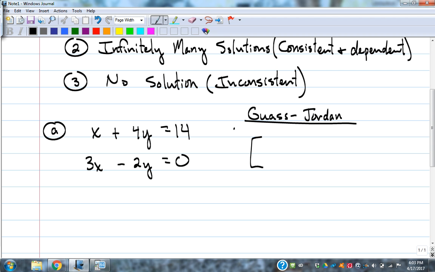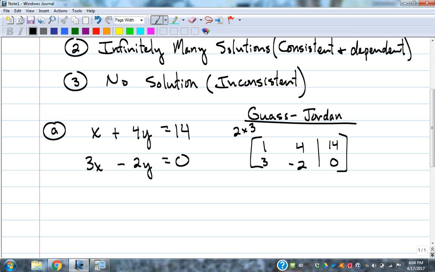And this would be a 2 by 3 matrix. You have the coefficient part of the matrix, which would be 1, 4, 3, -2. And then you have the augmented part of the matrix, which is what those equations are equal to. So 14 and 0. A lot of books will put a little vertical line here. That doesn't necessarily have to be there. It won't be there on our calculator. I put it there just because your book tends to put it there. But it's not necessary.